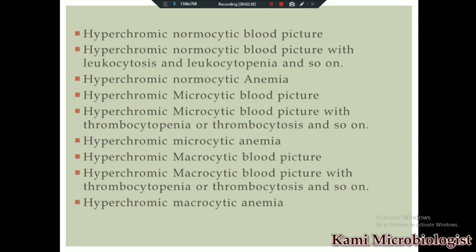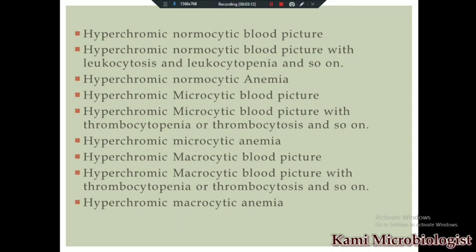Next comment is about the hyperchromic macrocytic blood picture, in which the MCH and MCHC values are high and the MCV value is low, then it is called a hyperchromic macrocytic blood picture. And in this case, in the field of the microscope you will see small RBC, and they have a large pale central area.